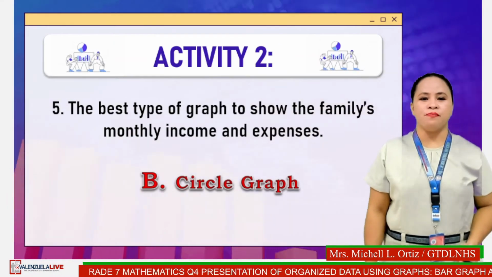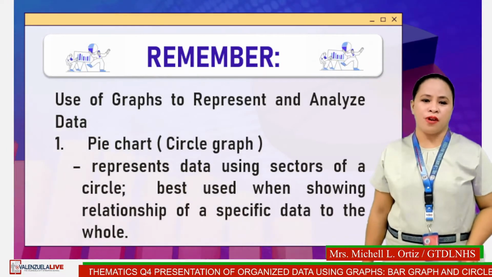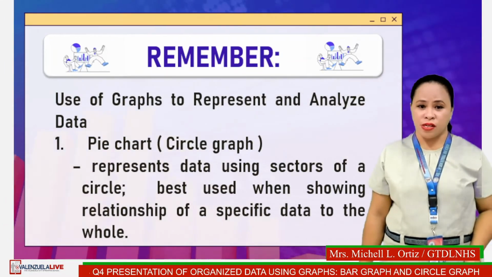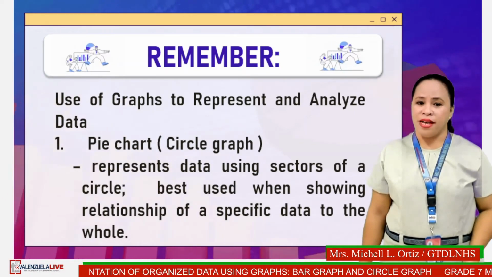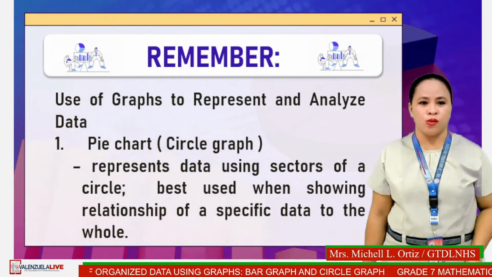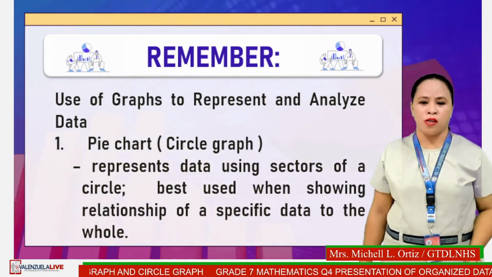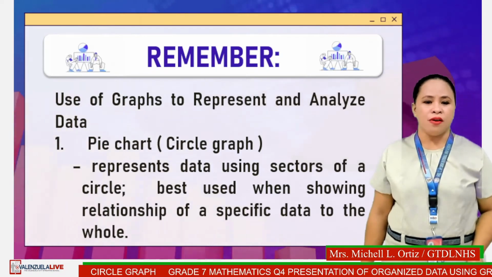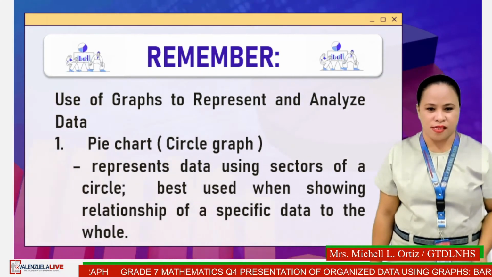To sum up the important points of our lesson today: use graphs to represent and analyze data. A pie chart or circle graph represents data using sectors of a circle. It is best used for showing the relationship of a specific data to a whole. A circle divided into sectors proportional to the frequency shows how a part of something relates to the whole. It's important to define what the whole represents.